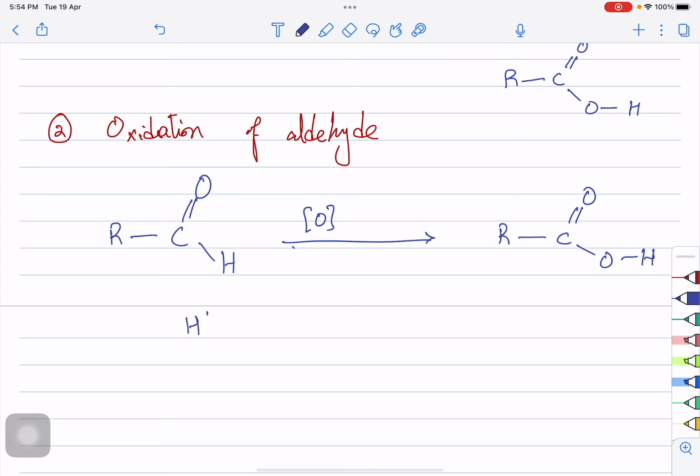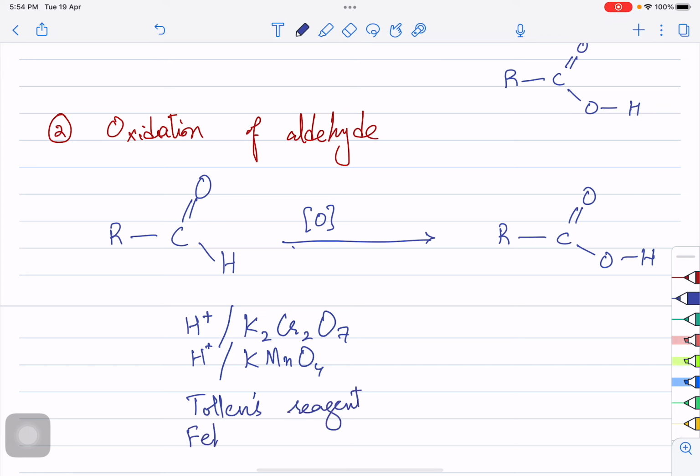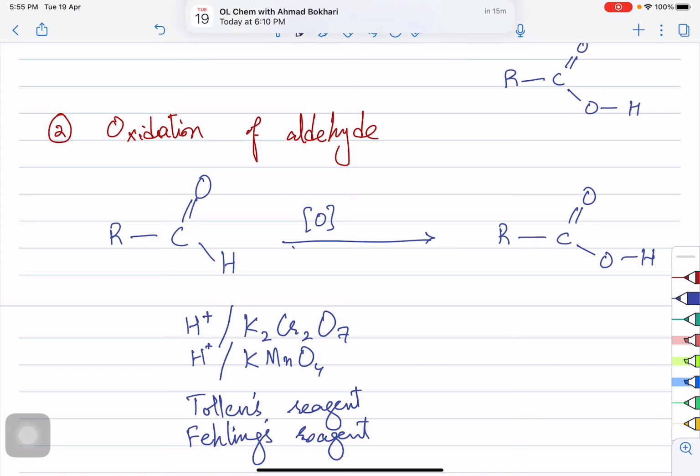I'll just list them. So you have acidified K2Cr2O7, which is potassium dichromate, or potassium dichromate 6. Similarly, you can have acidified potassium manganate 7, KMnO4. You can also have Tollens reagent, and you can have Fehling solution. For these you also need to remember the observations. In one you get blue to red because copper 2 changes to copper 1, which is the thing being reduced itself but oxidizing the other part. And the other one gives you a silver mirror because silver ion changes to silver metal.